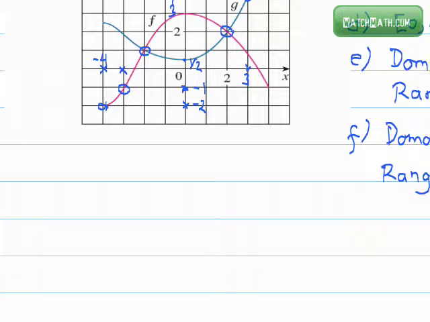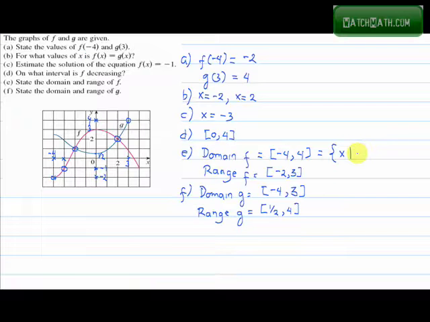Okay, sometimes for the domain and range we use different variables. So in set notation, this is all x such that x is between -4 and 4. And for the range, we usually use the variable y. So all y such that y is between -2 and 3. And we can write similar set notation for the domain and the range of g.